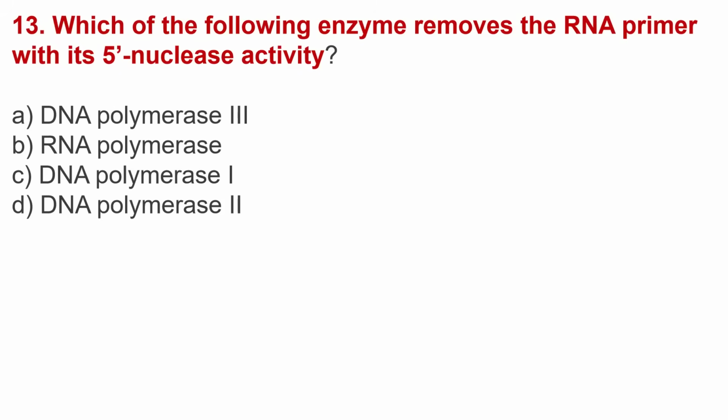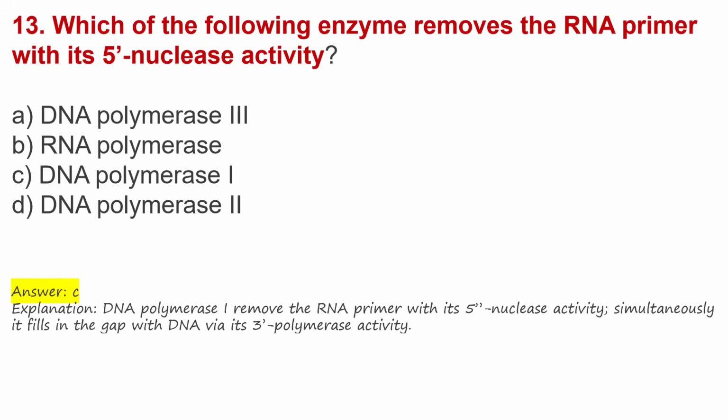Question 13. Which of the following enzymes removes the RNA primer with its 5' nuclease activity? A. DNA polymerase 3. B. RNA polymerase. C. DNA polymerase 1. D. DNA polymerase 2. The answer is C. DNA polymerase 1 is the enzyme that removes the RNA primer with its 5' nuclease activity. Simultaneously, it fills in the gap with DNA via its 3' polymerase activity. This usually takes place during DNA replication in a cell.